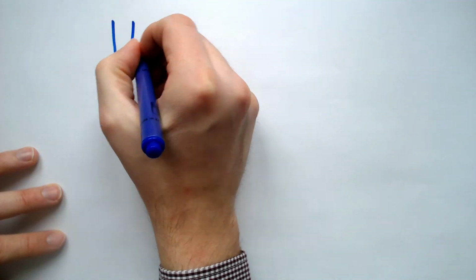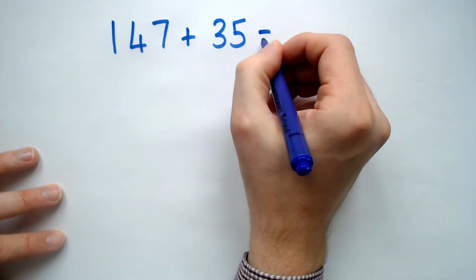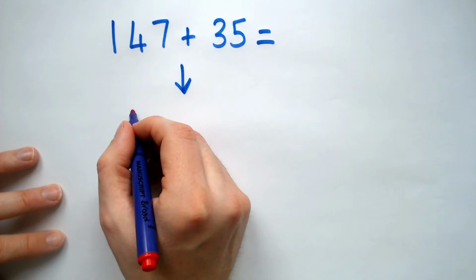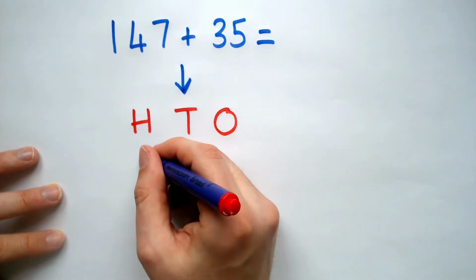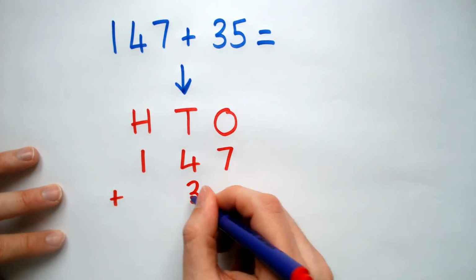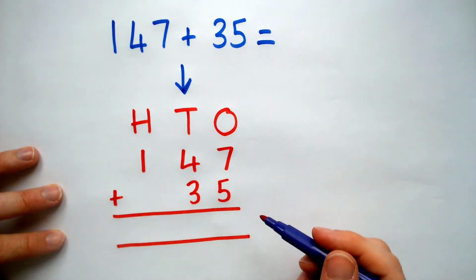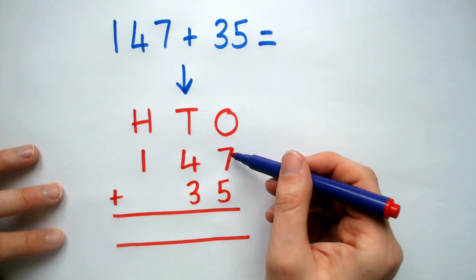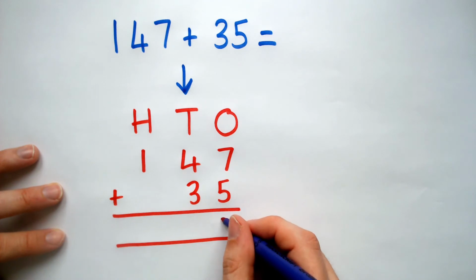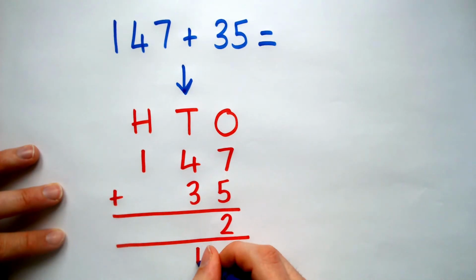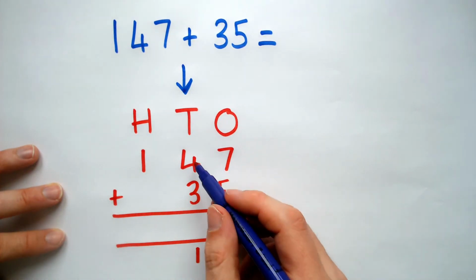This time we're going to add a number in the hundreds to a number in the tens, again with carrying over. So when we put our numbers into our place value grid, our 147 and our 35, and when we come to add the ones, we've got 7 add 5 equals 12. And again we need to remember to put the 2 in the ones, and the extra 10 needs to go at the bottom of the tens column.